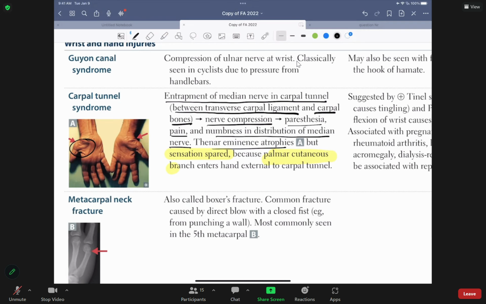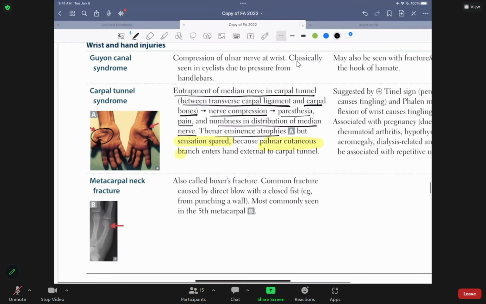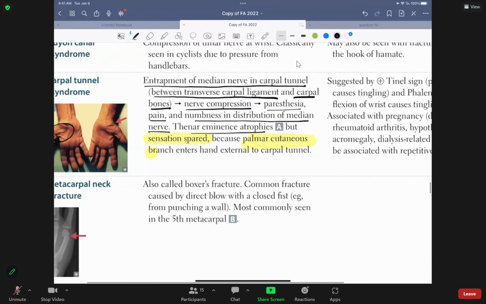Is that clear, folks? Important. They have a beautiful picture on UWorld. I'll show you, but that's very important, okay? This is the one thing that I want you to learn. That's what we call studying smart, because they would always ask you that one exception, guys. So the palmar cutaneous branch enters the hand prior to the carpal tunnel, folks. So the median nerve branch will come off before it even enters the carpal tunnel.